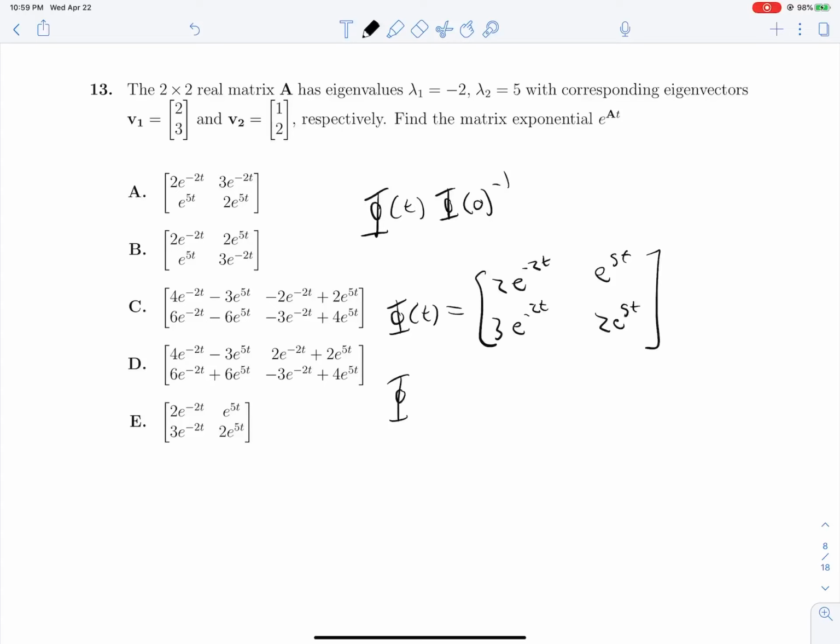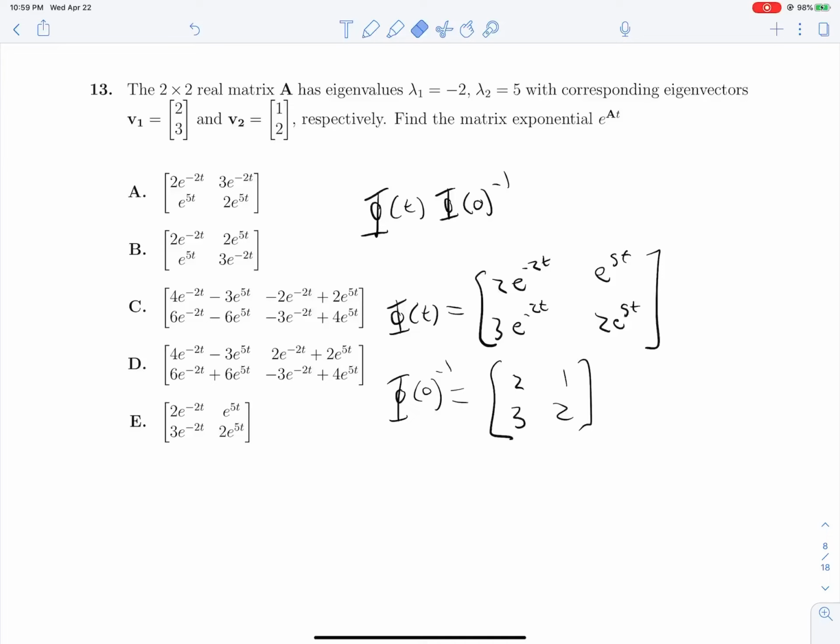Then we need our matrix evaluated at 0. That's just 2, 3, 1, 2. We need the inverse of this. For that, we need the determinant. That's 4 minus 3, which is 1, so we don't have to do anything.